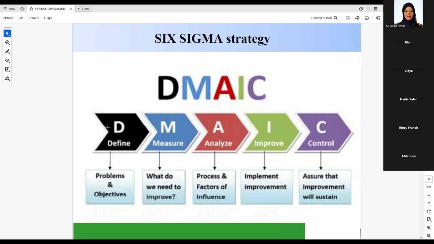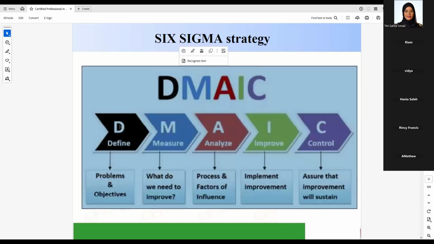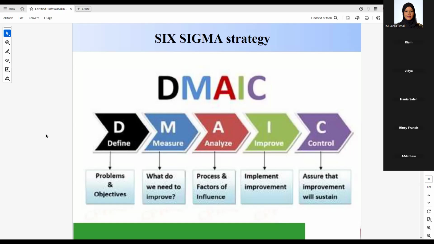And actually, if you really think about it, all of these basically are saying the same thing. You define your problem, you measure it, you analyze it, you improve it, and then you sustain it. Plan, do, check, act. All of them are basically going through the same cycle of improvement, but they are called by different terminologies based on the person who came up with the quality improvement methodology.